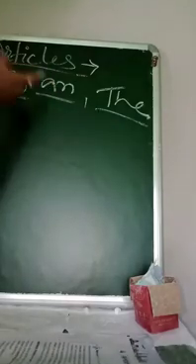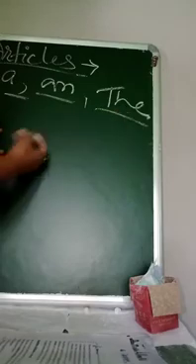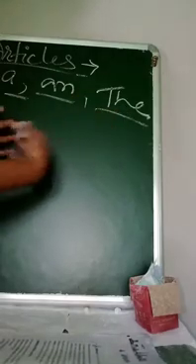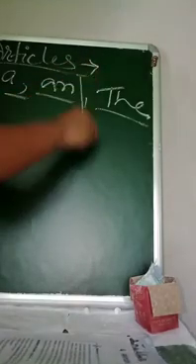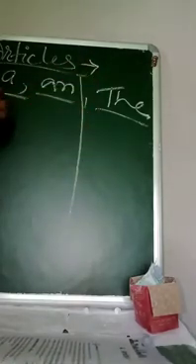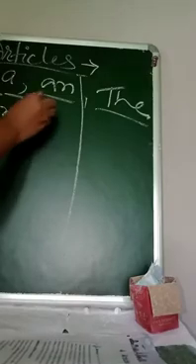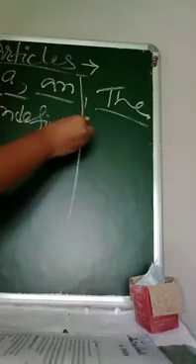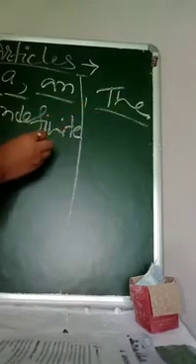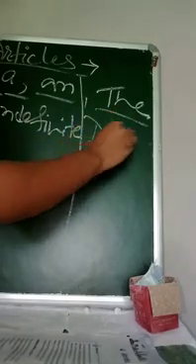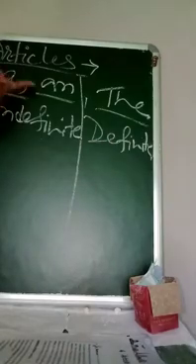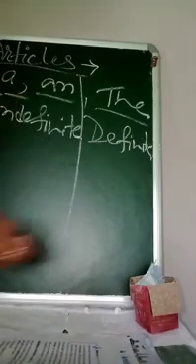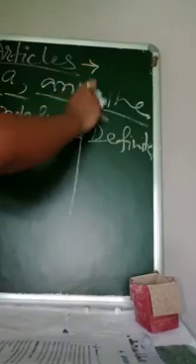Okay, so in articles we can divide these three into two different categories. A and an we can call indefinite articles, and the is definite. Okay, so why are a and an called indefinite? We will learn about it first, then we will go to the.